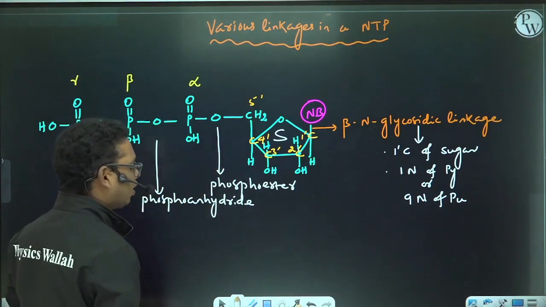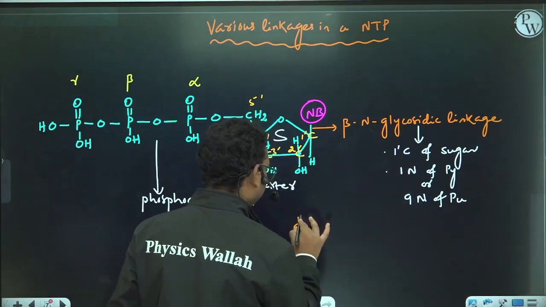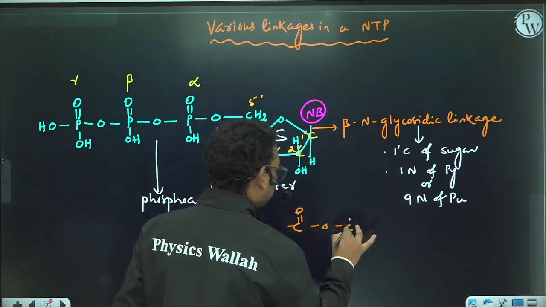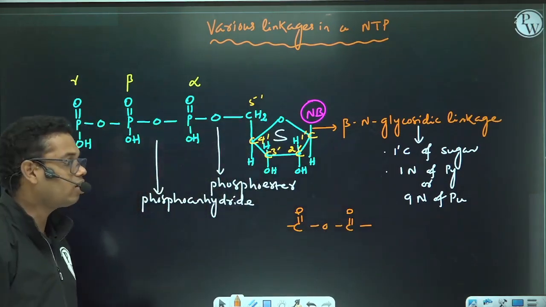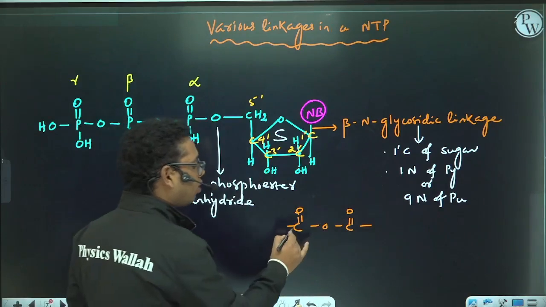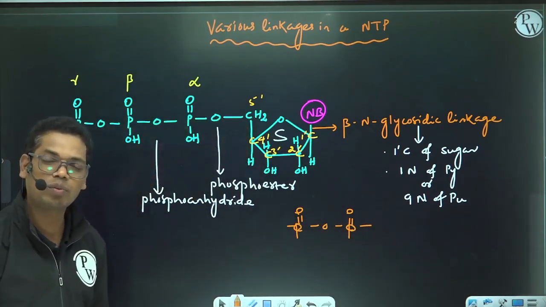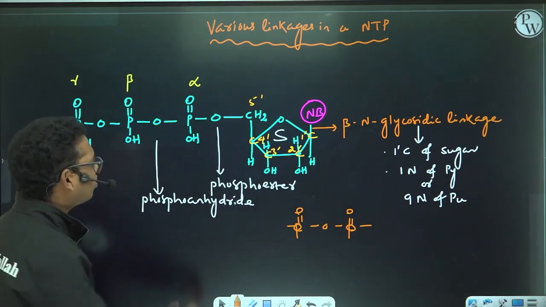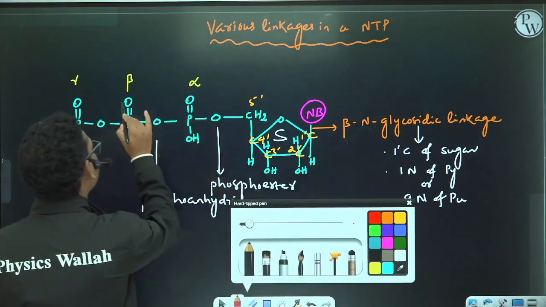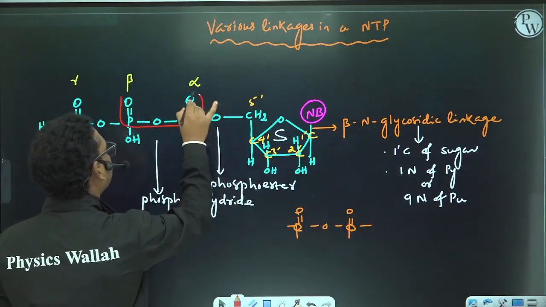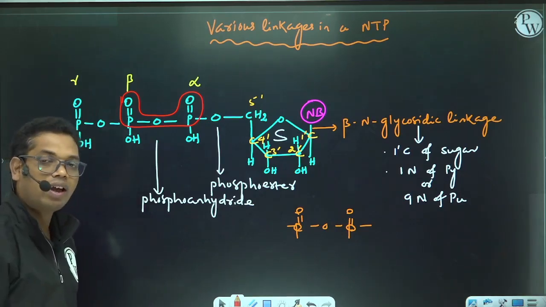So this is phosphoanhydride. So what is an anhydride? All of you know very well. If I write it like this, this is an anhydride linkage. And instead of carbon, if I write P, this will be a phosphoanhydride linkage. And the same thing is present here. You can see this quite clearly, right? So here you can see this is a phosphoanhydride linkage.